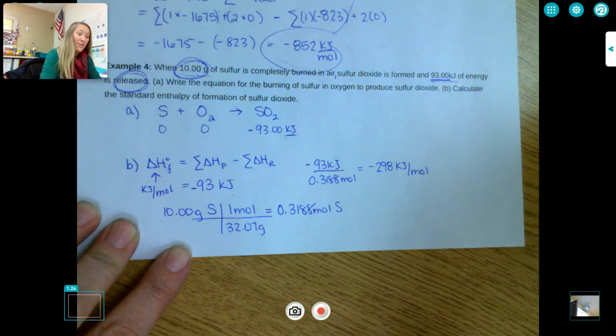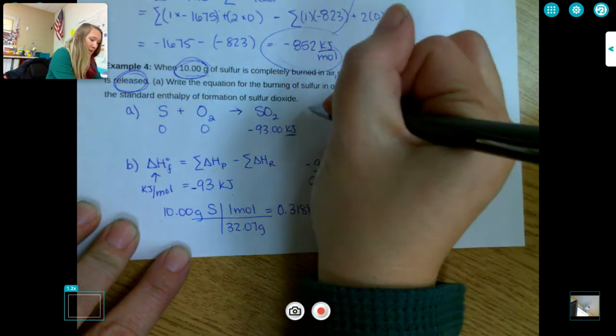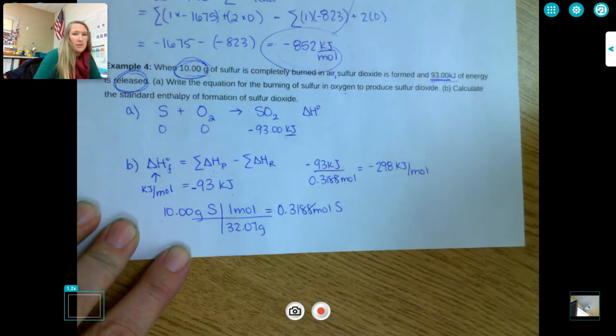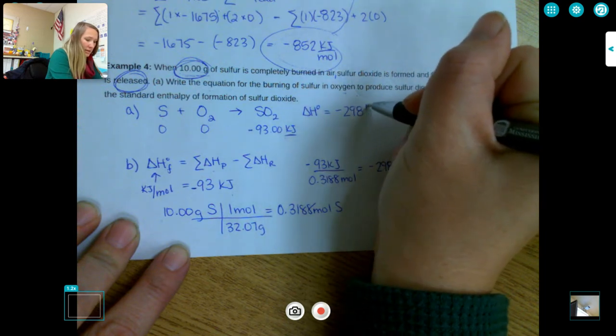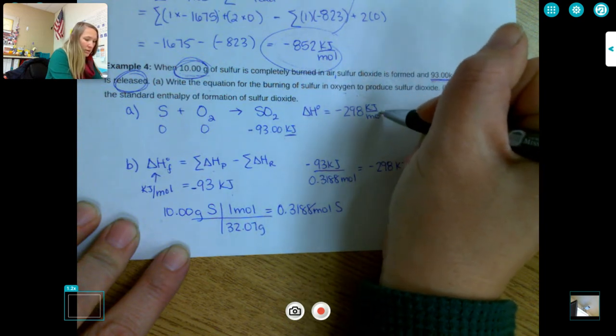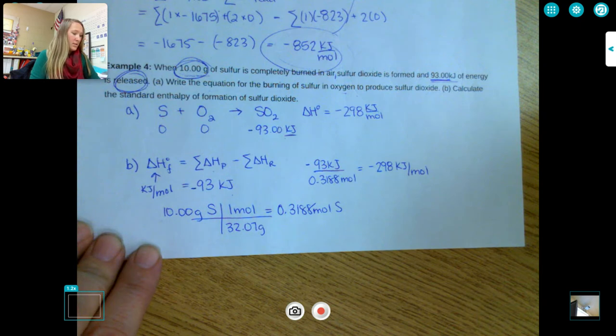So now I can finish writing my equation for the burning of sulfur by adding in my standard enthalpy of formation, negative 298 kilojoules per mole. And there we go. So we'll continue to practice more of that tomorrow in class.